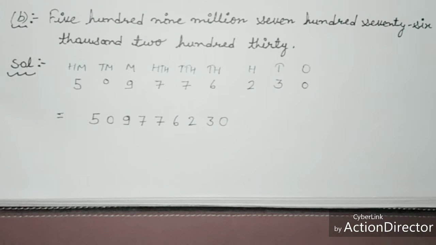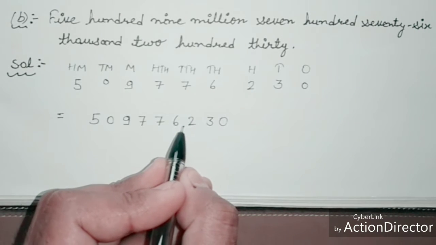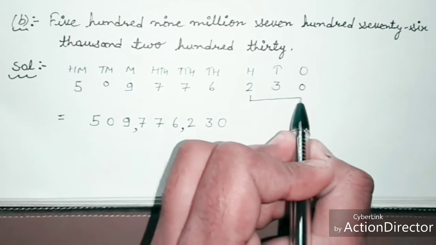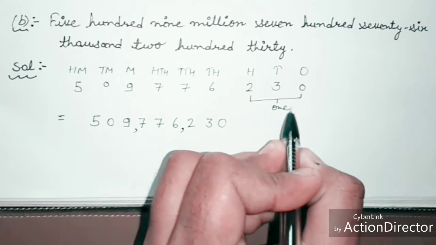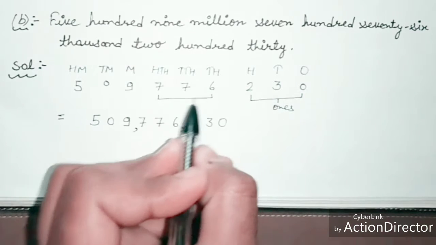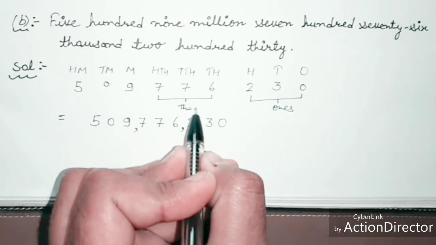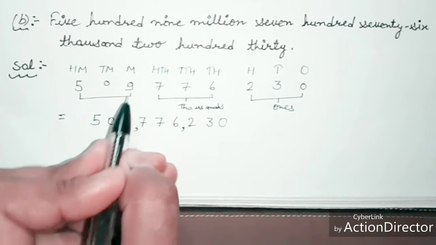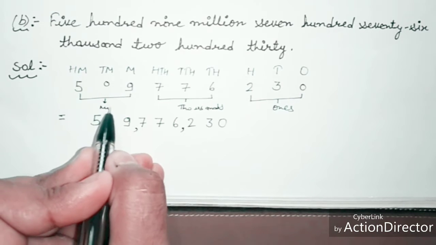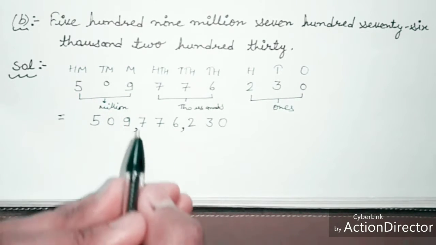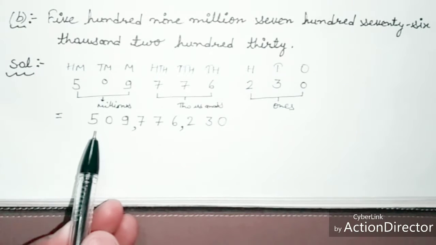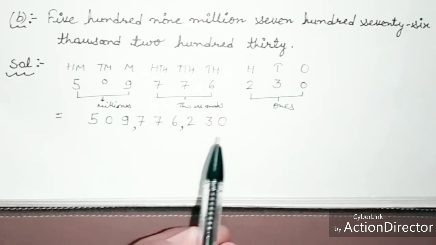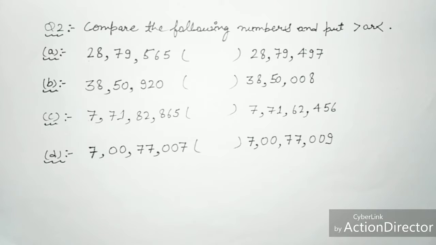509776230, and we put commas before 3 numbers. These numbers are in ones place, these numbers in thousand place, and these 3 numbers in million place. So we read this number as 509,776,230.